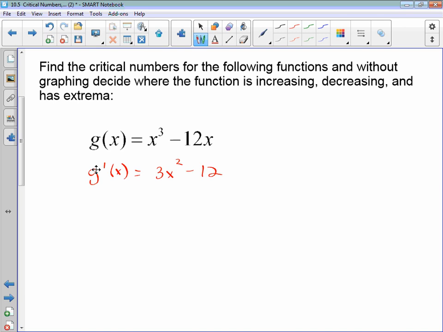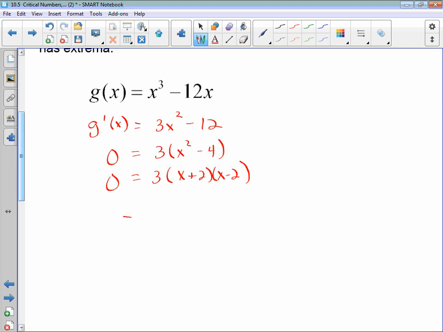Okay, then we are setting that derivative equal to 0. And I'm going to go ahead and factor out my 3. So I have x plus 2, x minus 2, right? Still with me there? Okay. So what are your two critical values where something's going to happen? 2 and negative 2. Okay, we're going to set up a number line.